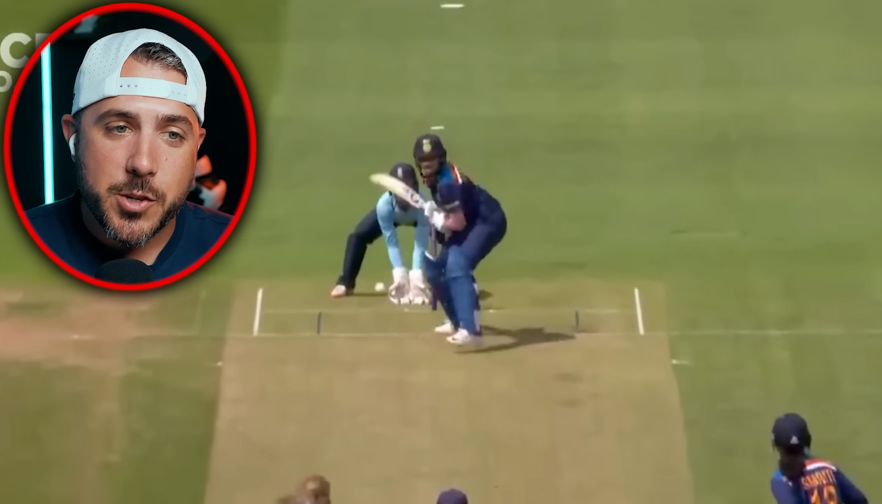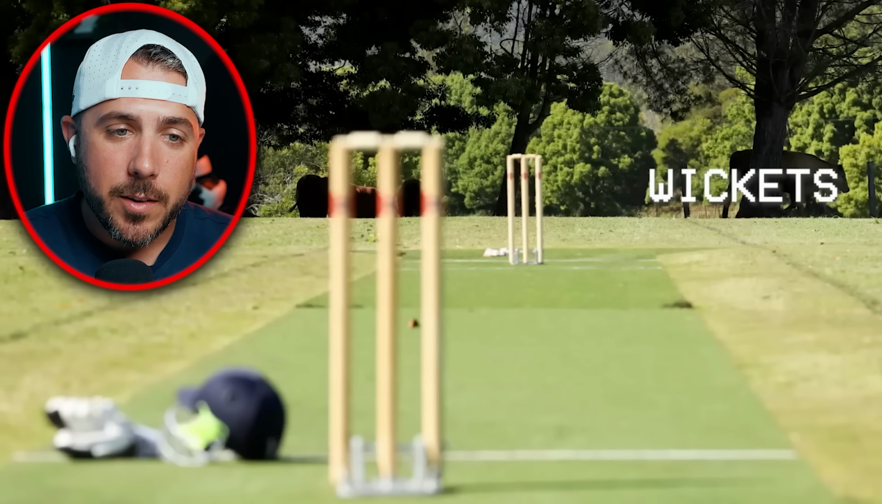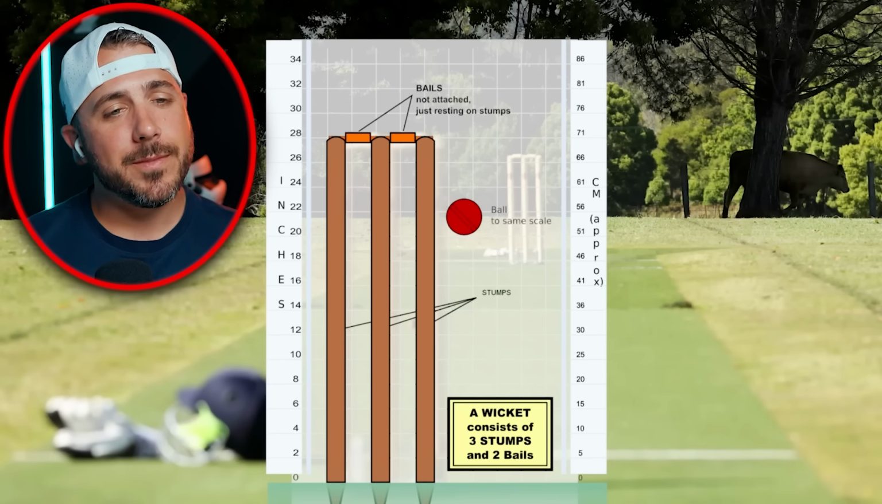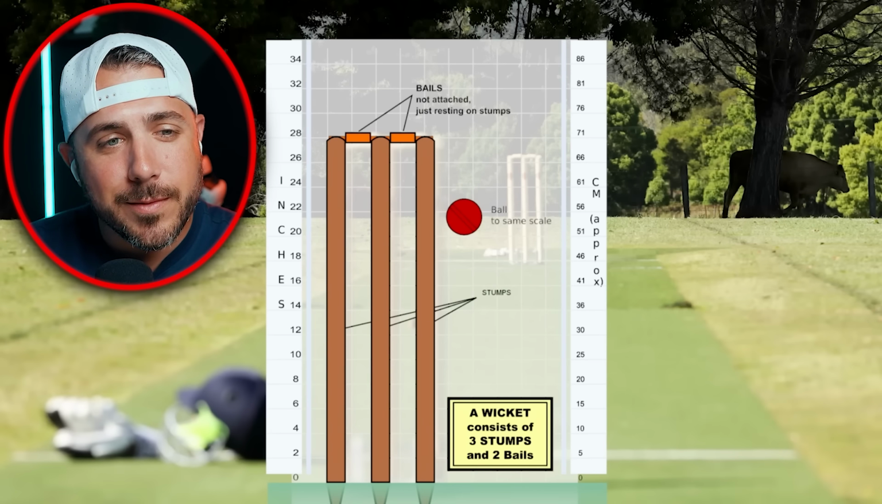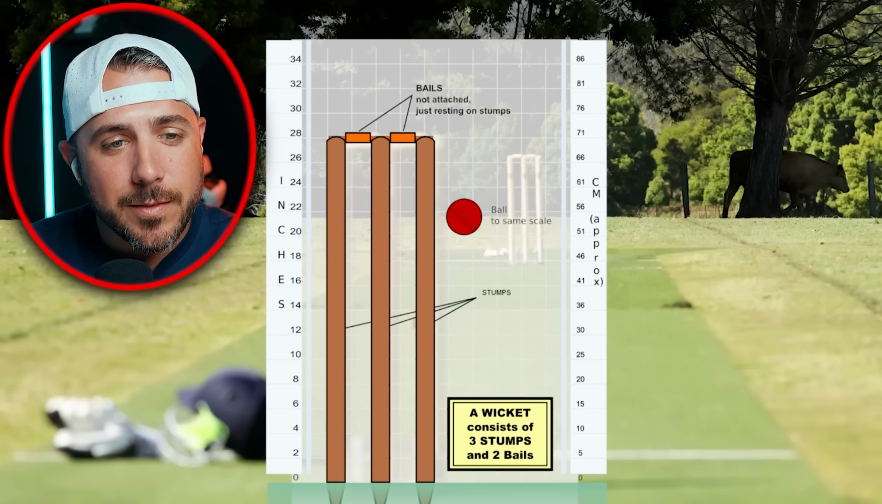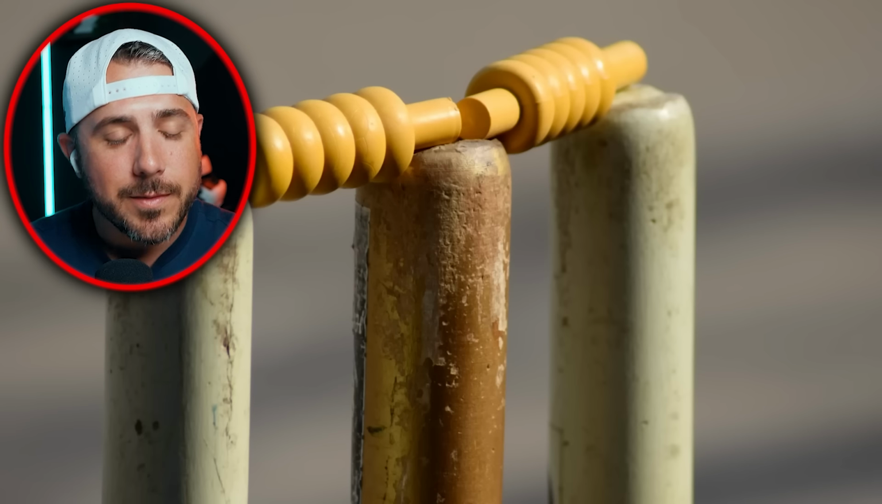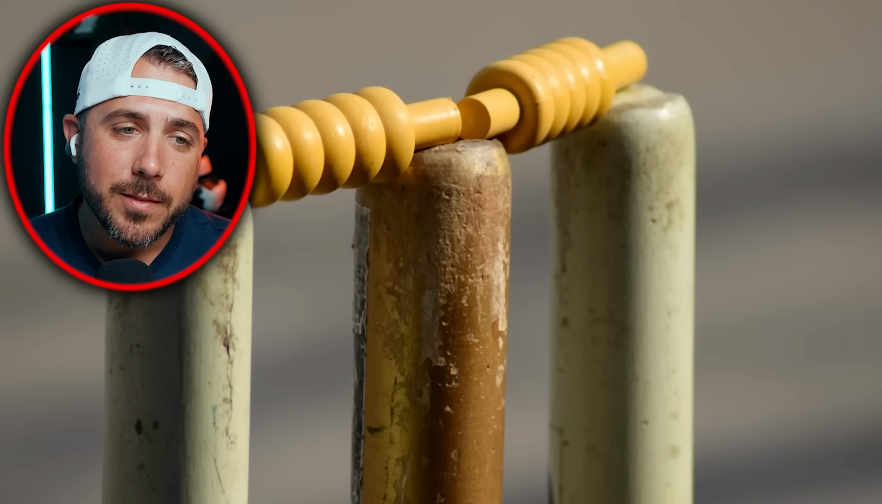At the ends of the pitch are 2 wickets, which are these little structures that have 3 stumps and 2 bails. The stumps are the 3 pieces of wood that are in the ground, and the bails are these 2 little pieces of wood that rest on top of the stumps.